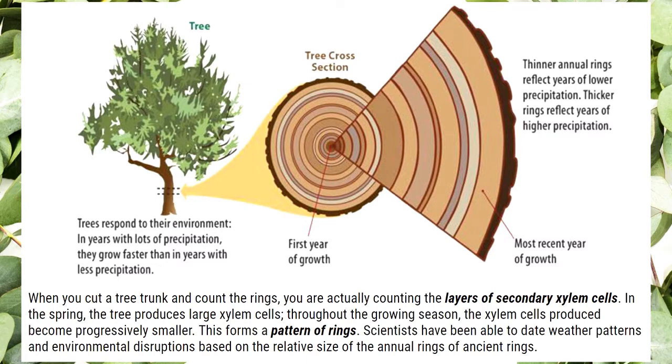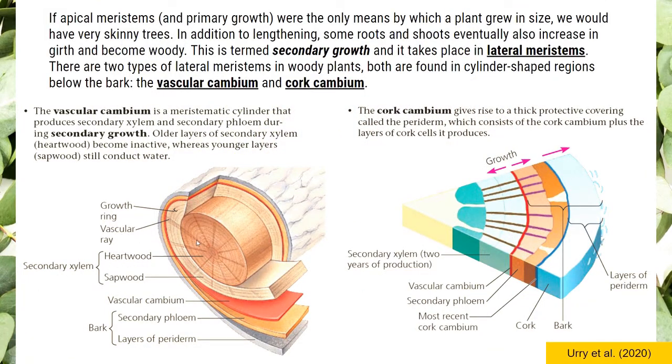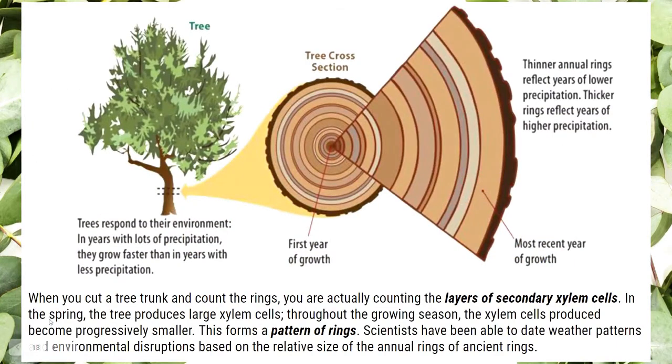So this lateral growth can be seen in annual growth rings. When you cut a tree trunk and count the rings, you're actually counting the layers of secondary xylem cells. In spring, the tree produces large xylem cells, which enables the tree to soak up lots of the water it needs. Throughout the growing season, the xylem cells become progressively smaller. So the first year of growth you can find at the center of the tree cross section, and then it will continuously grow outward.